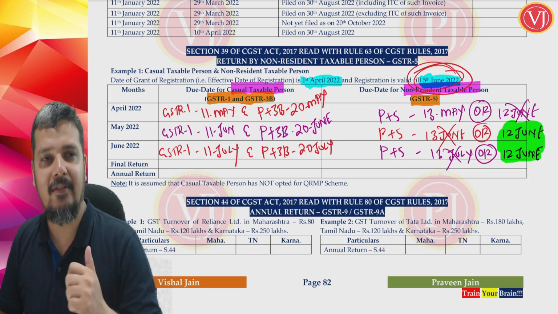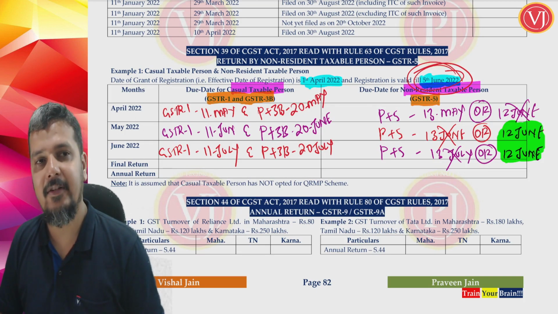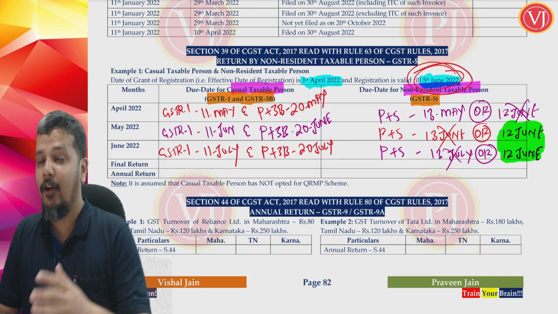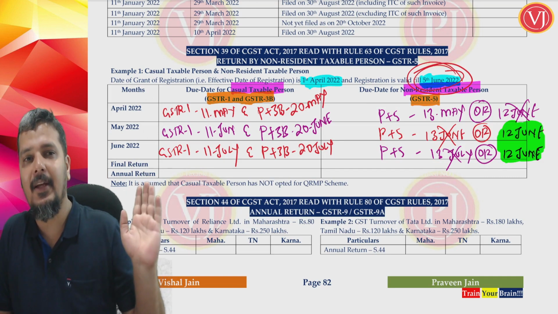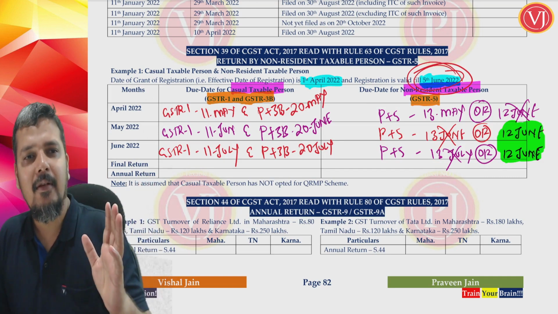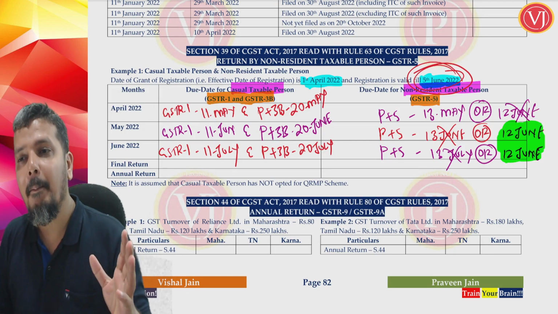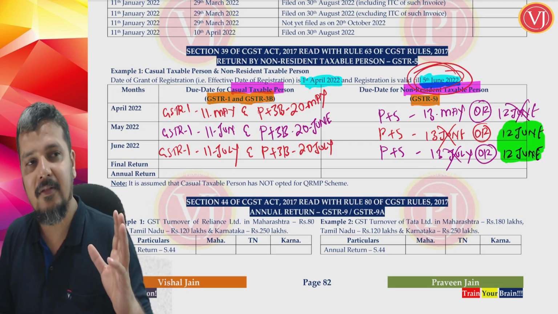The question is given in such a way. Are you clear on this understanding? But when you talk about CTP, NRTP, sorry, when you talk about CTP specifically, NRTP is different. For CTP, you will find that everything is the same. Just like a regular taxable person, everything works out in the very same manner, the very same fashion.